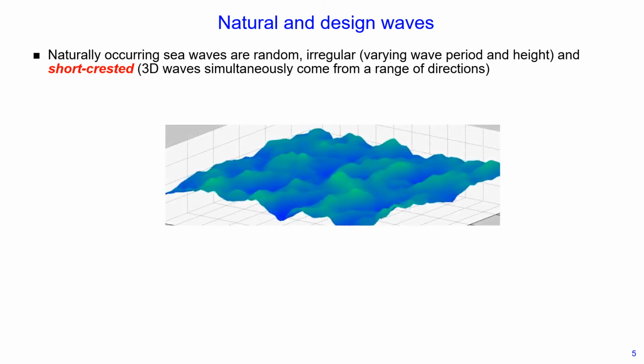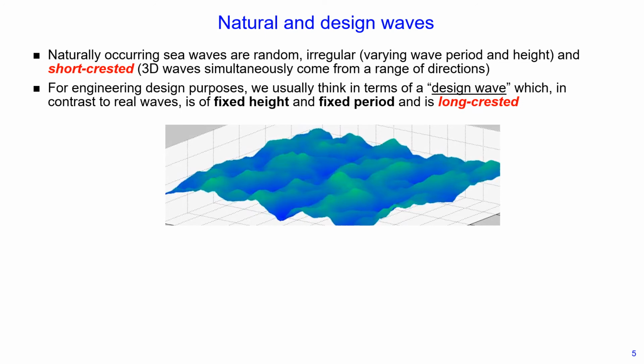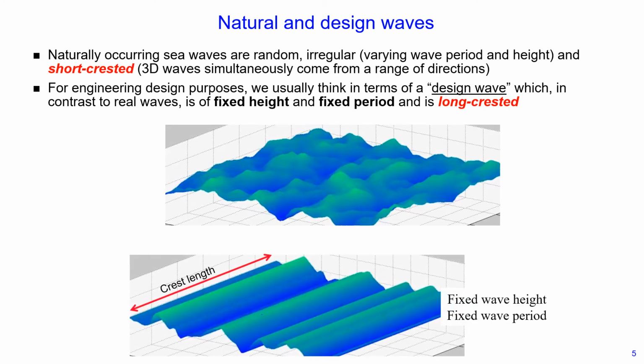For engineering design purposes, an engineer thinks in terms of a design wave, which, in contrast to a real wave, is of a fixed height and fixed period. And these waves are long-crested waves. And this is how a design wave looks. So this is the crest length, and these waves have fixed wave height and fixed wave period.